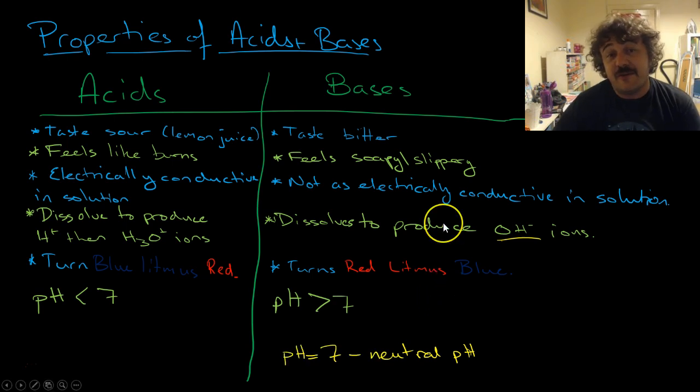And we'll finish it off just by noting that neutral is a pH of 7. And that's right in the middle there. And that's when you have the same concentration of hydrogen ions as you do hydroxide ions.